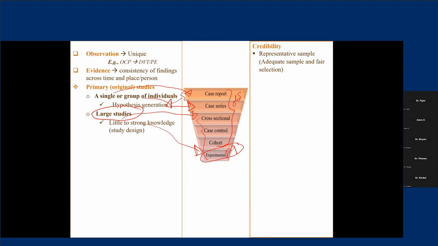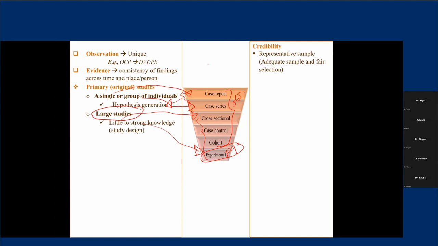So the first one is the representativeness of the studied population. What we mean by a representative sample is, since these are large studies and we have a large number of patients, we should be able to include a representative sample in our study, because the goal of these large studies is to generalize the findings from the sample to the source population from which we recruited the patients.